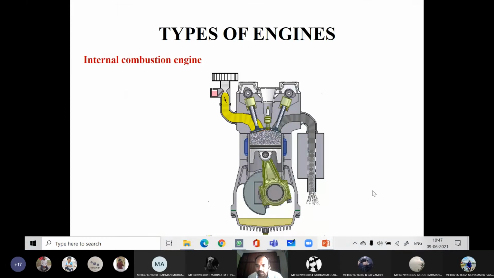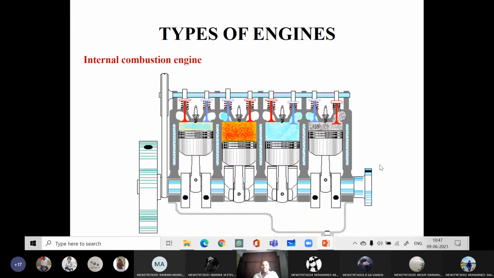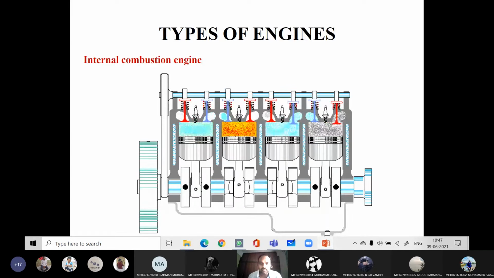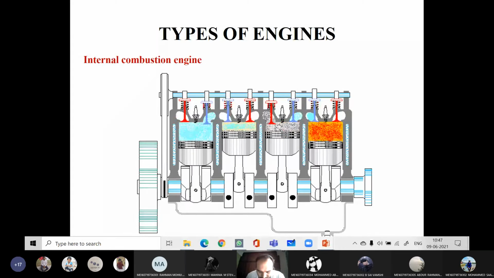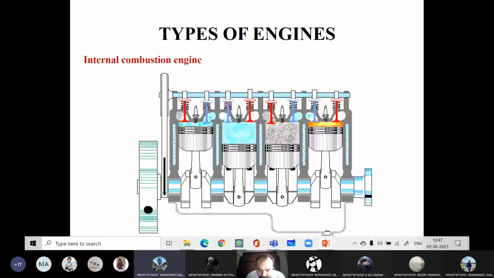It's not going. Now you can see here multi-cylinder engine. Sorry, replace, what do you say? Can you go back to the previous animation?